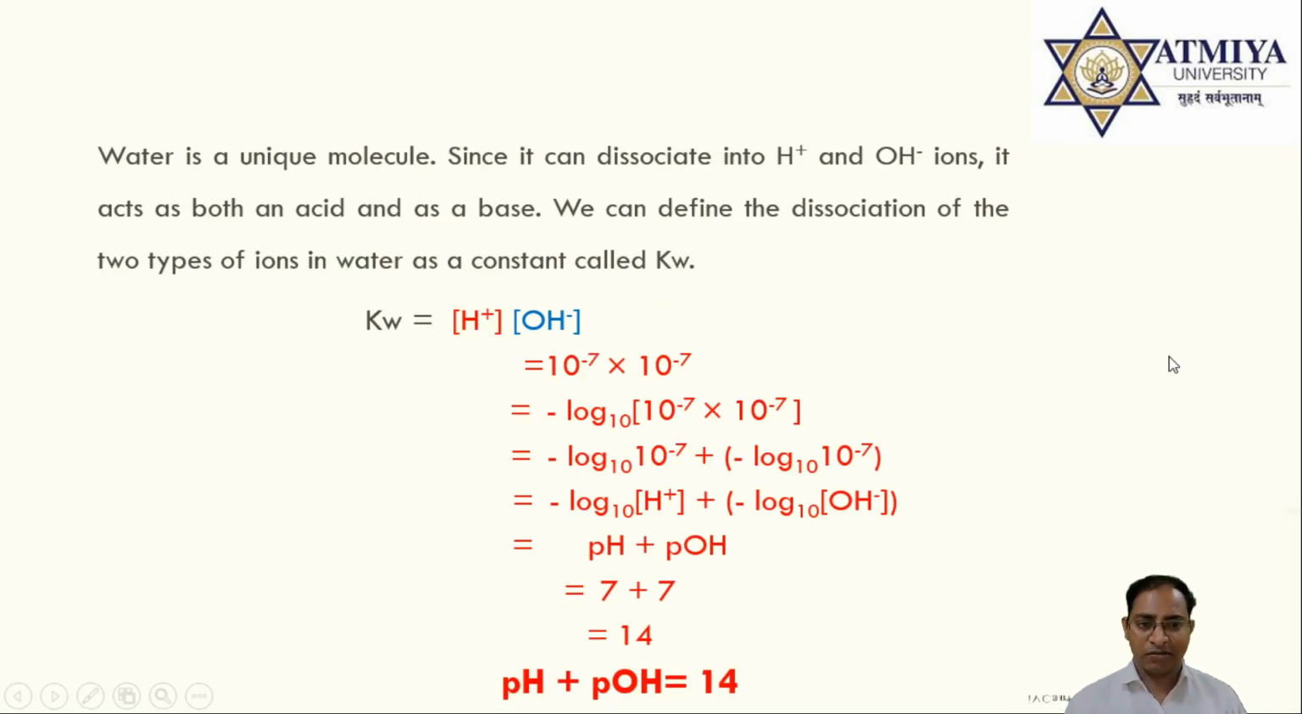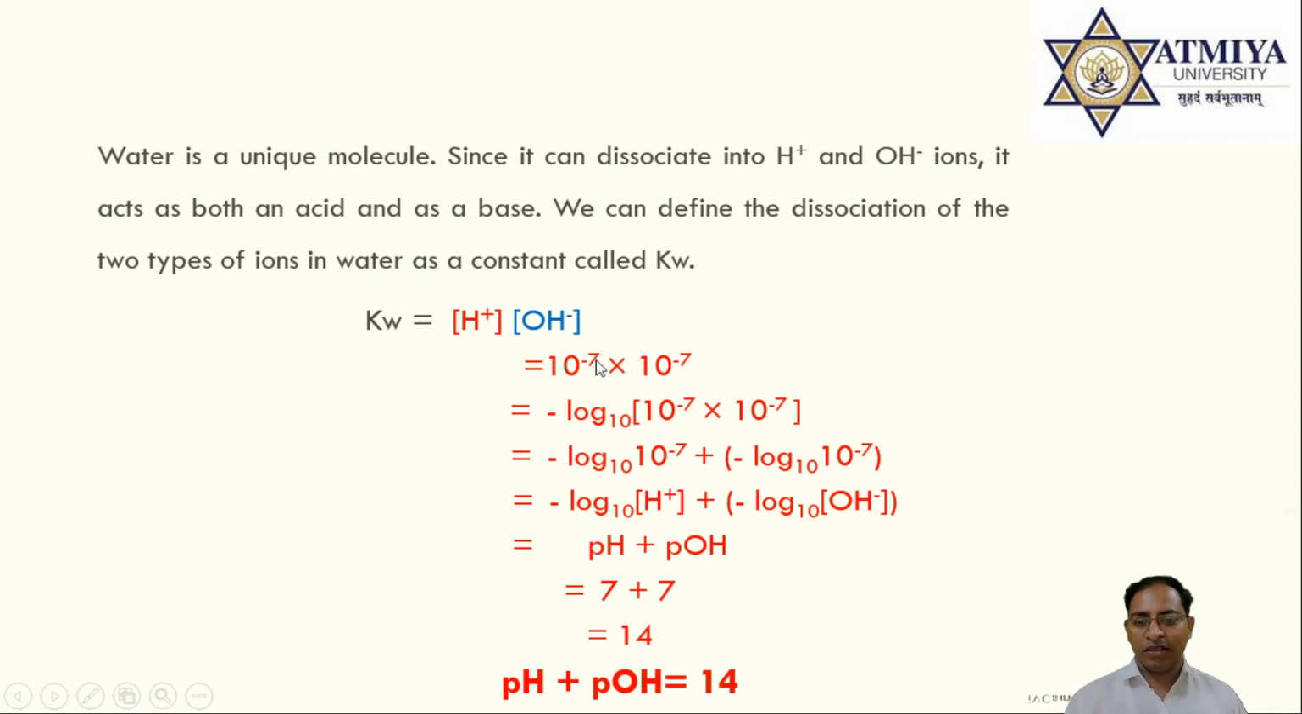Now let's understand the relationship between hydrogen ion concentration and hydroxyl ion concentration. Water is a very unique molecule, and since it can dissociate into hydrogen ion and hydroxyl ion, it acts as both an acid and a base. We can define the dissociation of the two types of ions in water by a constant called Kw. So Kw is equal to the hydrogen ion concentration multiplied by the hydroxyl ion concentration, which is 10 to the power minus 7 and 10 to the power minus 7 in this case.